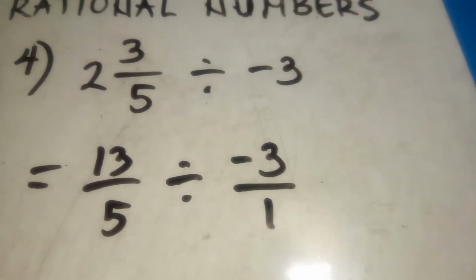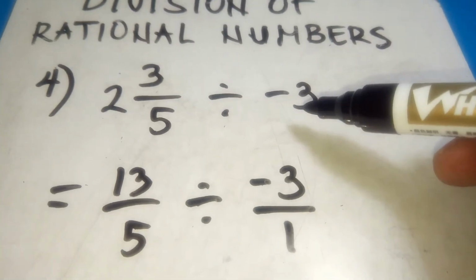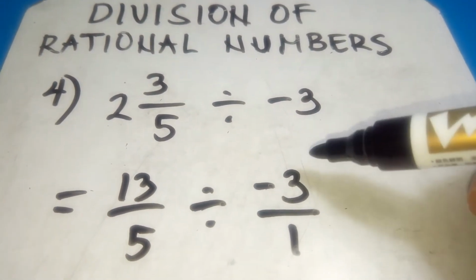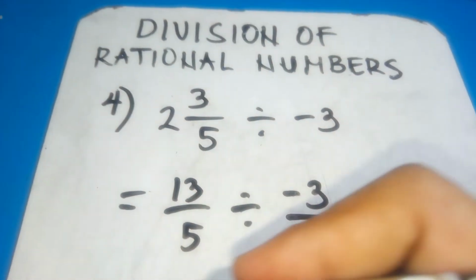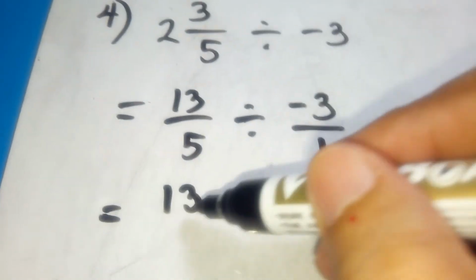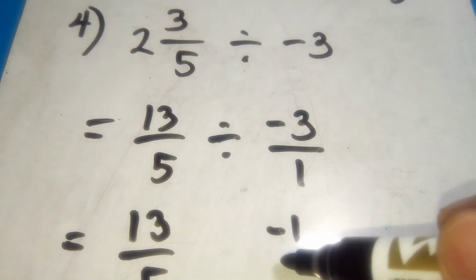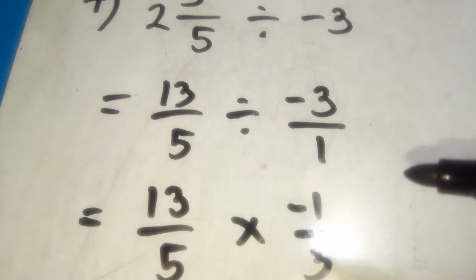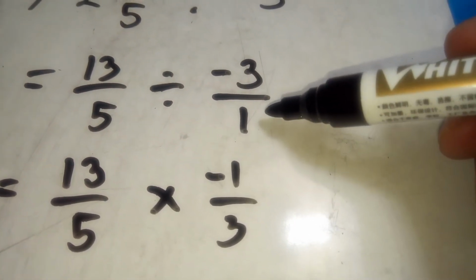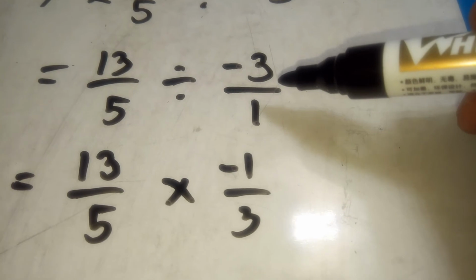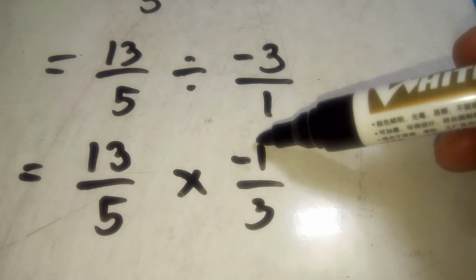Since -3 is an integer, we can say that integers are rational numbers. We can express -3 as -3 over 1. Then 13 over 5, then take the reciprocal, so that's -1/3 times 13 over 5. As you can see, for -3 over 1, once we take the reciprocal of it, the sign will still be on the numerator.